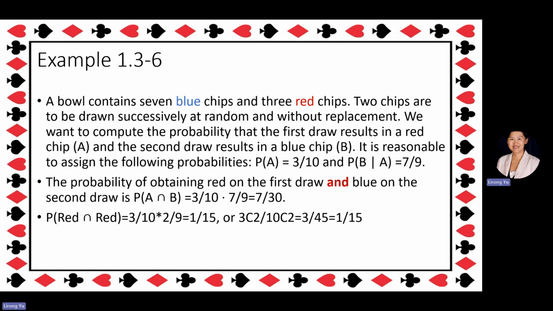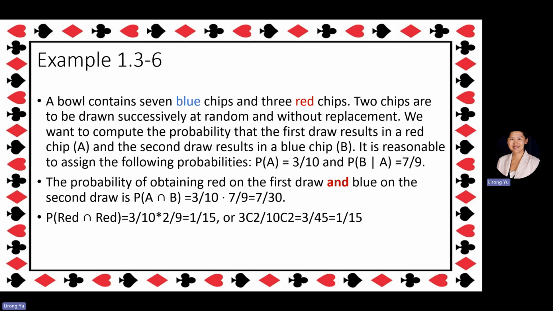All right, so this is using the multiplication rule. Below we have another example of it. What if we want to find the probability of a red and red, meaning the first one is red, the second one is also red. The probability is 3/10 for the first red, 2/9 for the second red, so the total is 1/15.